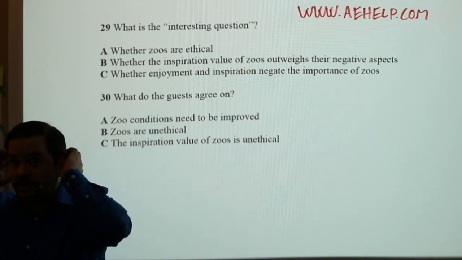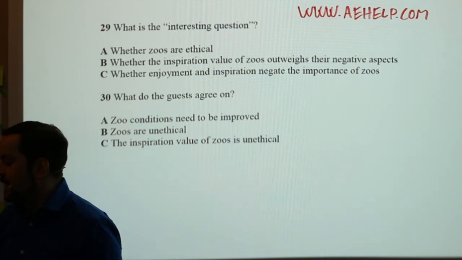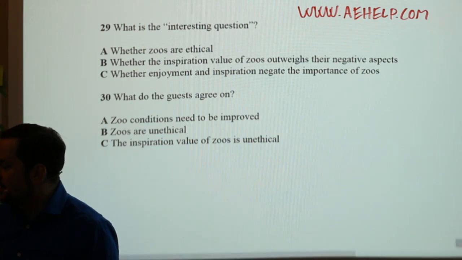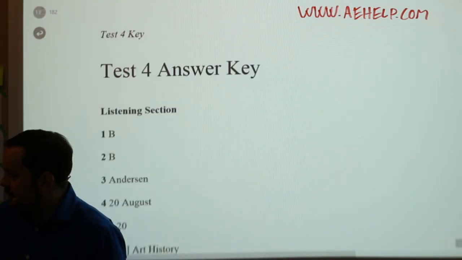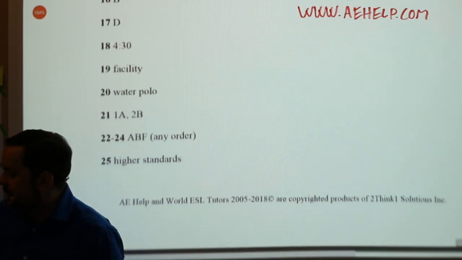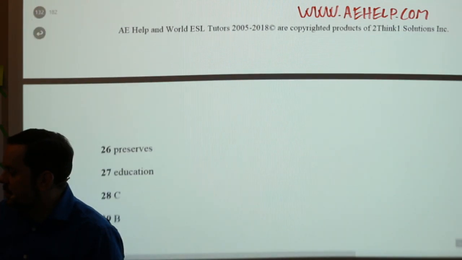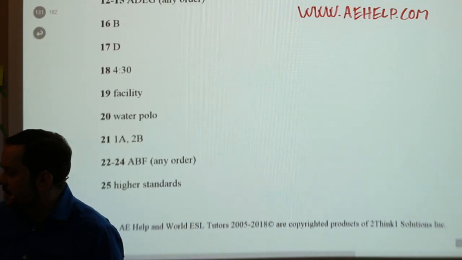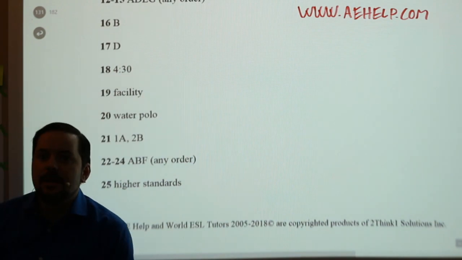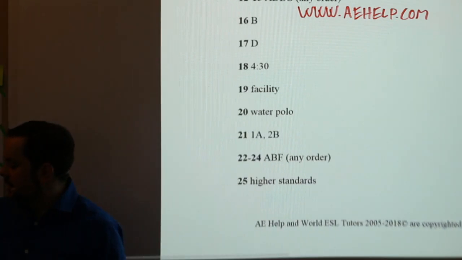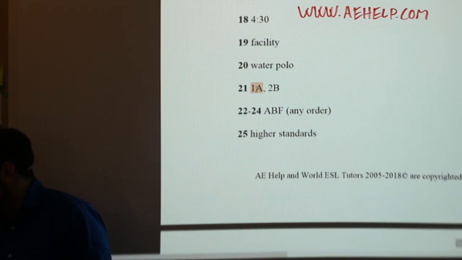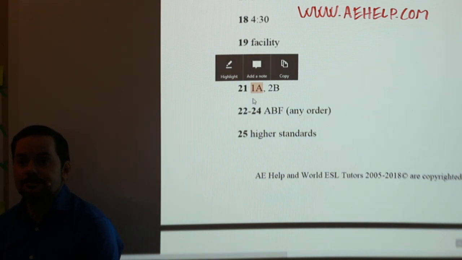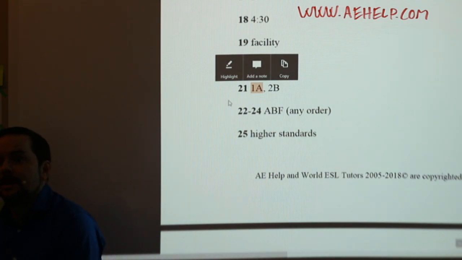Okay, so that's the end of section 3. Now let's check our answers. Let's see how you did with these questions. All right. So question number 21 here, 1 is A. Okay.